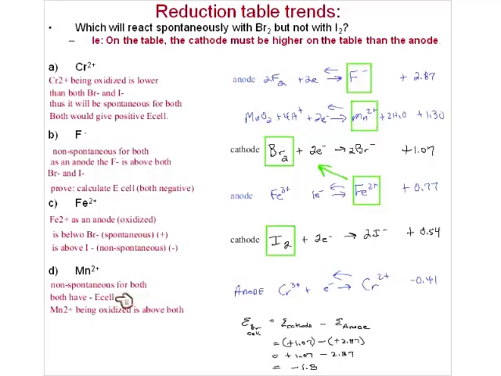So on the test, you can see which one is going to be spontaneous for one but not the other. It's the one that's between them. These two are non-spontaneous for both. They're not going to react because they're above both of them. This is going to be spontaneous for both of them because it's below both of them. So you can logically go down through there. And again, calculate the E cells in each case to prove to yourself that only the ones that are positive E cells are going to be the ones that are spontaneous.